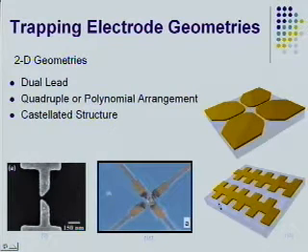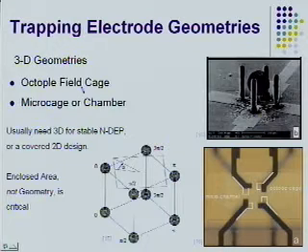But there's also three-dimensional geometries, such as the octuple field cage, which is this one. And that's basically 4 quadruples stacked with a layer in between. And then there's a microcage or chamber where they deposited rods on electrodes and trapped a particle. You can see that in here. Usually you need 3 dimensions for stable trapping because the particle can escape along the z direction. Or you can just use a covered 2-dimensional design typically. And it's the enclosed area, not the geometry of the electrodes, that's critical. So you can have any electrode shape you want as long as the field inside is the same as a different geometry. So what's important is not the electrodes, but the field geometry inside.